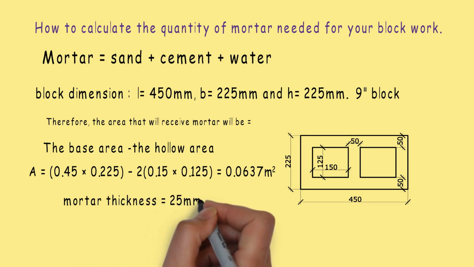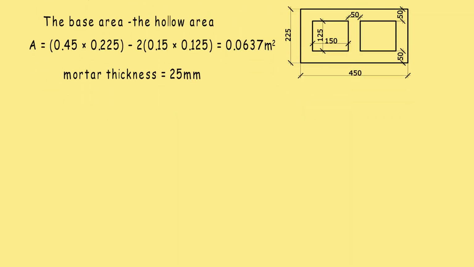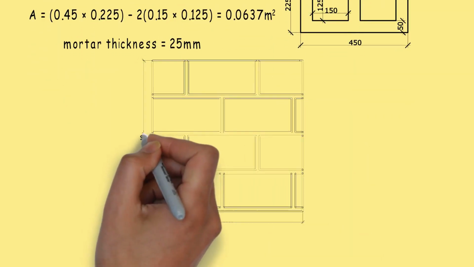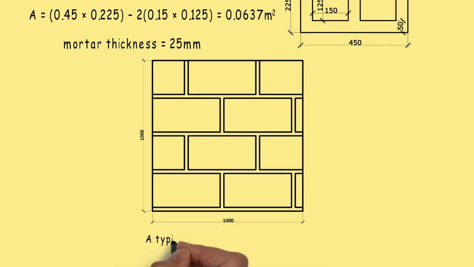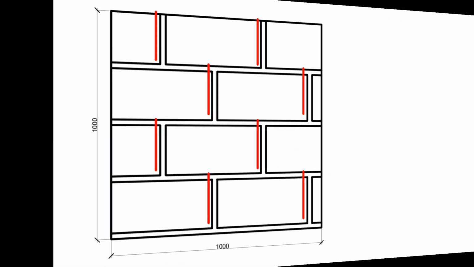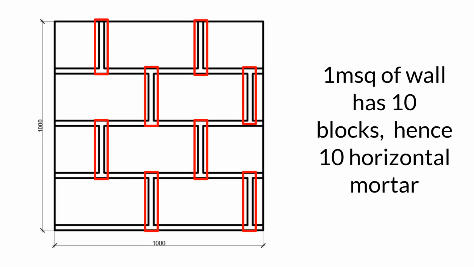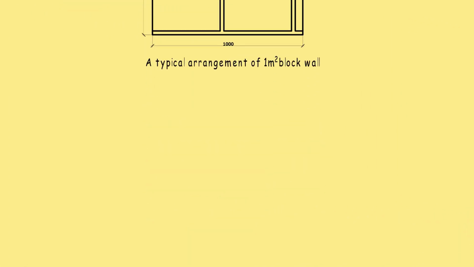Now we have to choose the thickness of mortar to be used in this block work. Let's choose a thickness of 25 mm. So how does this thickness affect the arrangement of block work? Let's consider a wall of 1 meter square. From the diagram we see, we will have 10 horizontal mortar and 8 vertical mortar. This information we will be using to estimate the volume of mortar for laying a wall of 1 meter square.